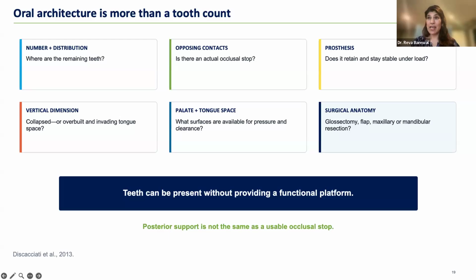What's the vertical dimension like? Are things collapsed? Are they going to build more residue just because of a vertical dimension collapse? Or are they going to have difficulty swallowing, like that premorbid condition where those dentures were just too big? And so they have speech difficulties with that too. And so what surfaces are available for pressure and clearance? So really looking at that palate and the tongue space, because I can tell you a lot of dentures are often made that invade the tongue space, right?